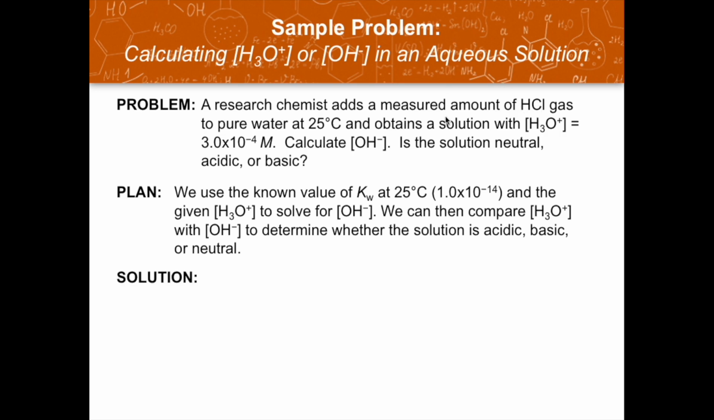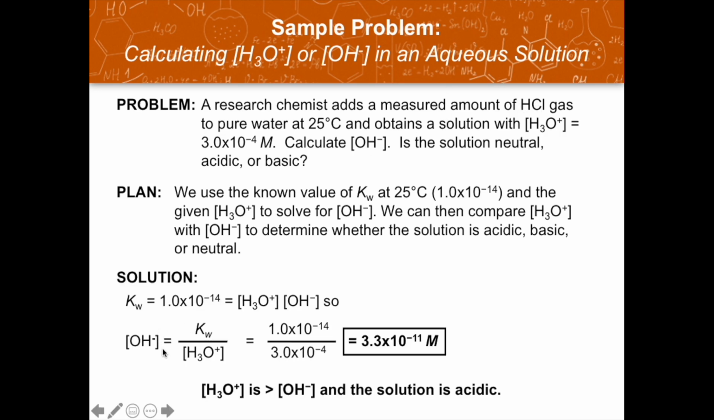Our solution would be to divide K sub W, or 1.0 times 10 raised to negative 14, by 3.0 times 10 raised to negative 4. So, we will arrive at the answer, 3.3 times 10 raised to negative 11 molar.